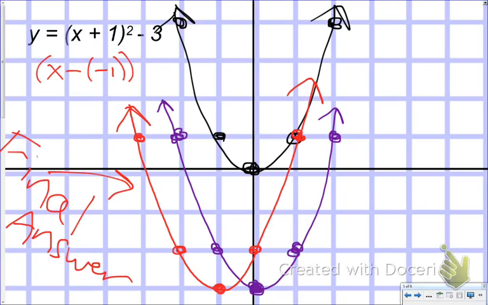So this one had 2 shifts. It had a vertical shift down 3. That's the purple graph. And it also had a horizontal shift to the left 1. That's the red graph. All right.